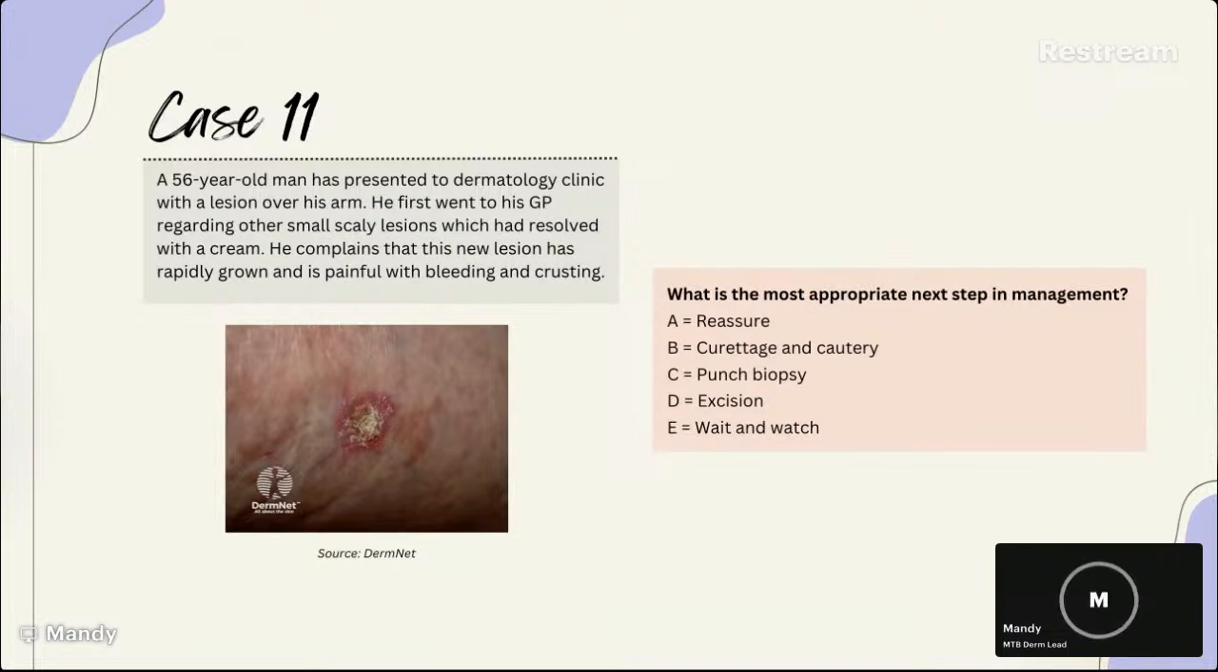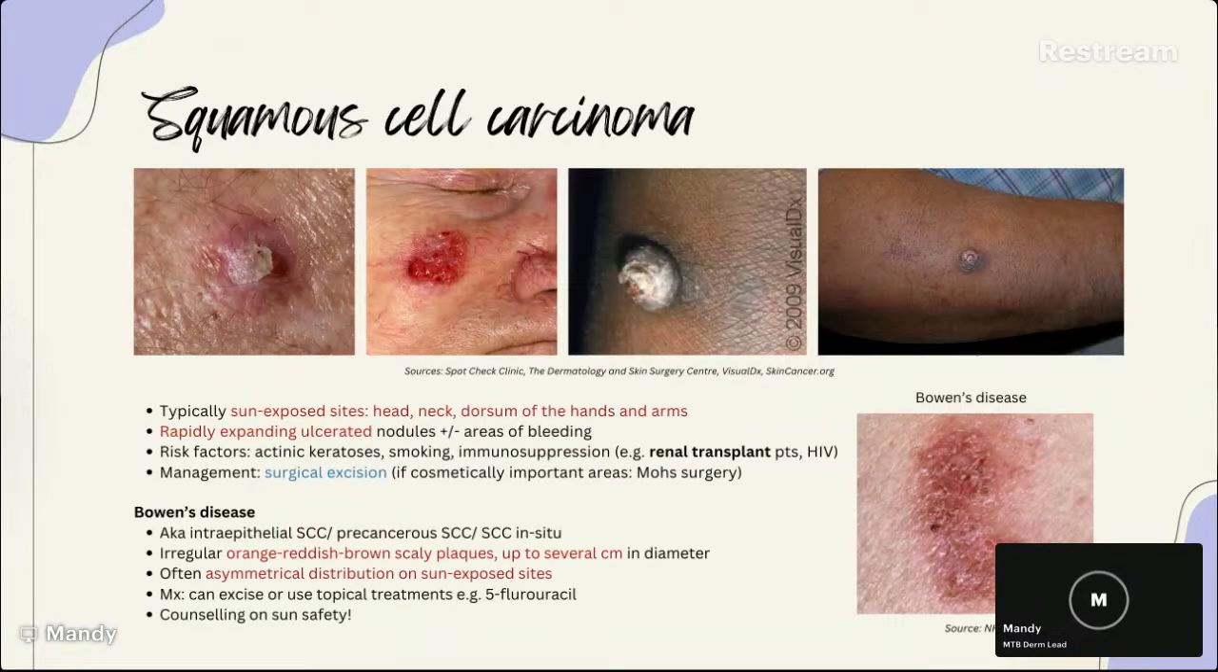Okay, the answer to question 11 is D, excision. That's because what we're seeing here is a SCC, so a squamous cell carcinoma. Now, this is of course a type of skin cancer, and it's usually seen on more sun-exposed sites like the head, the neck, the dorsum of the hands and the arms. How they're slightly different to BCCs is, of course, these are rapidly expanding. They're often ulcerated nodules, plus or minus areas of bleeding.